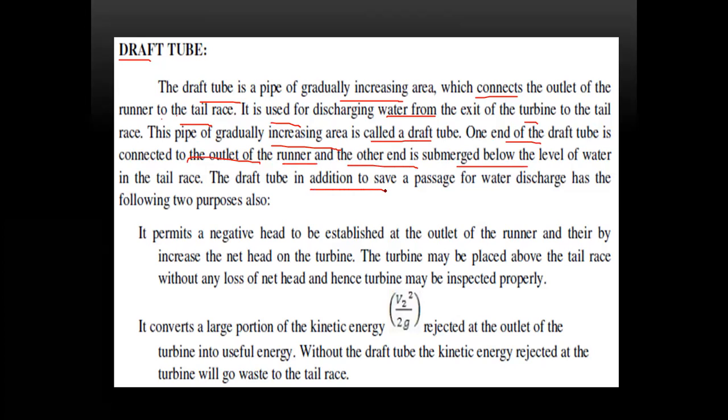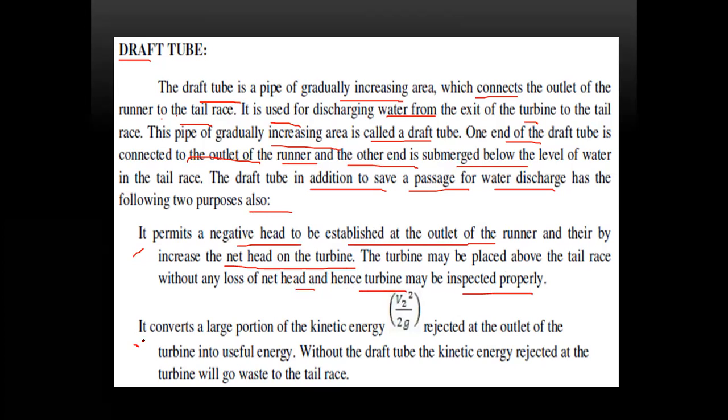The draft tube, in addition to serving as the passage for water discharge, has the following two purposes. The first one: it permits a negative head to be established at the outlet of the runner and thereby increases the net head on the turbine. The turbine may be placed above the tail race without any loss of net head, and hence the turbine may be inspected properly.